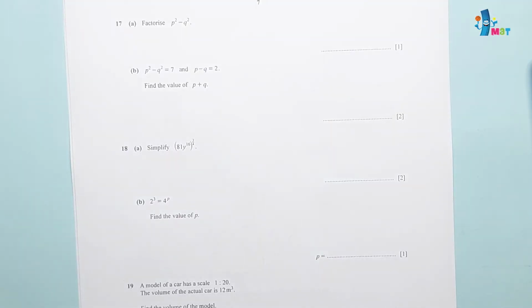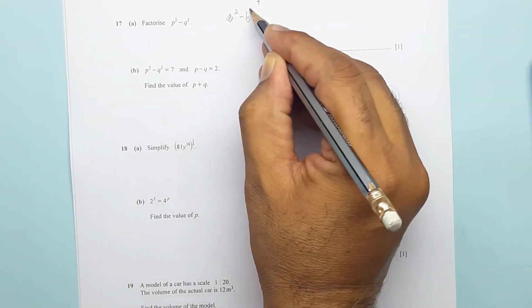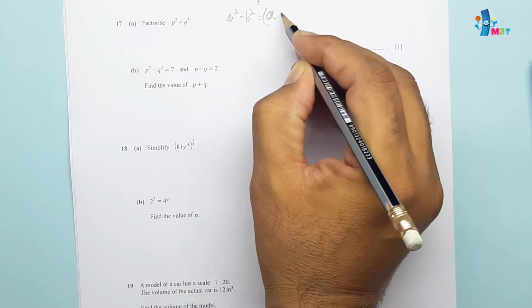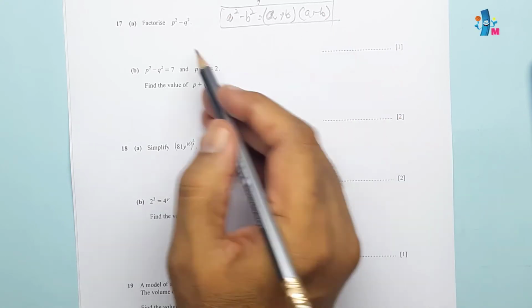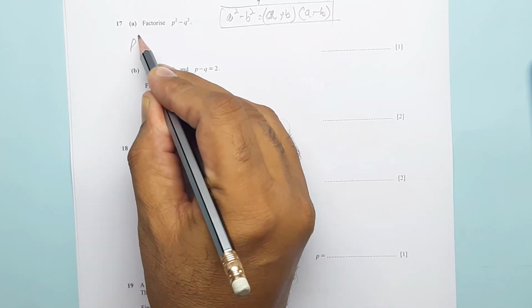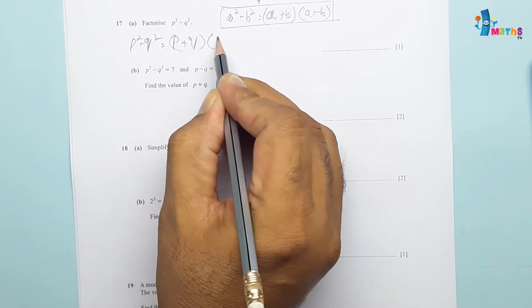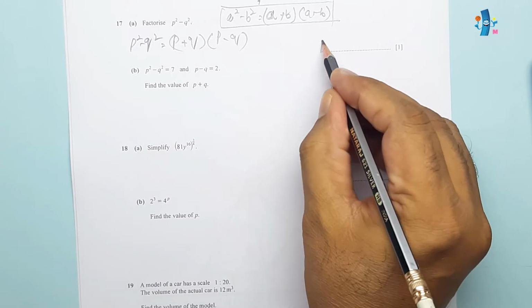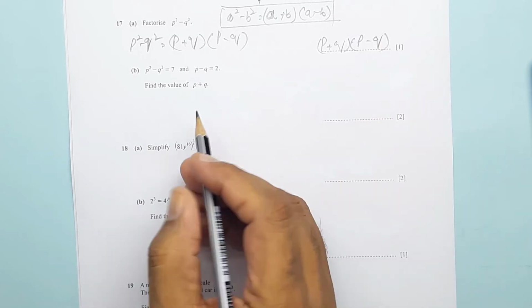And now we'll move to the next question, which is 17, which we have to factorize. Basically, this we can factorize by formula, and I will write the formula for you. A square minus b square is equal to a plus b and a minus b. This is the formula which we will be using in this question. So p square minus q square is equal to p plus q into p minus q. That's all. This is the answer, p plus q in brackets and p minus q also in brackets.